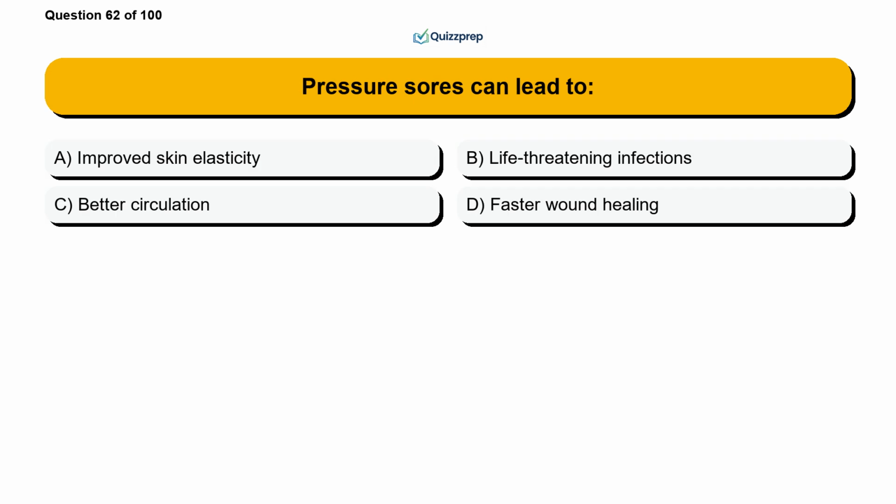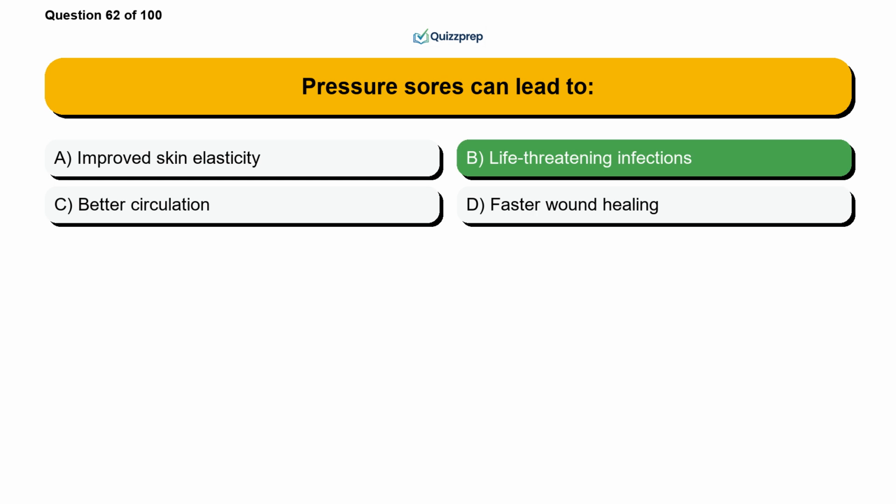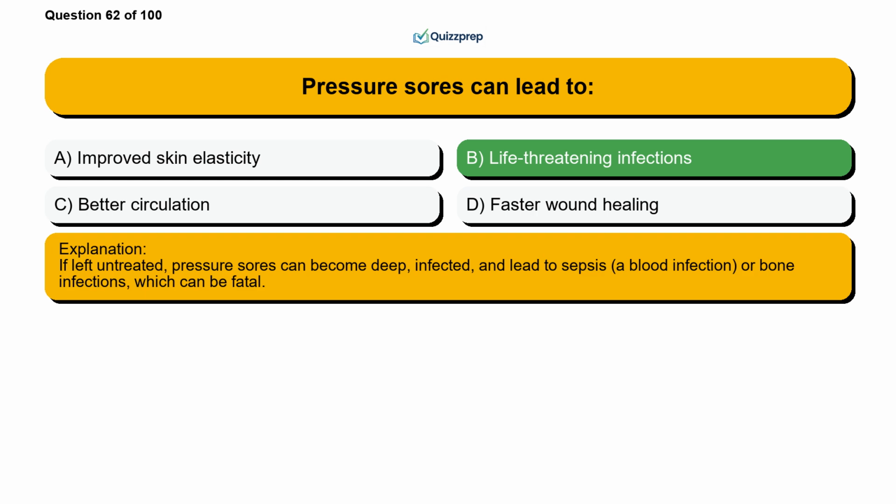Question 62. Pressure sores can lead to option A, improved skin elasticity. Option B, life-threatening infections. Option C, better circulation. Option D, faster wound healing. The correct answer is option B, life-threatening infections. If left untreated, pressure sores can become deep, infected, and lead to sepsis, a blood infection, or bone infections, which can be fatal.